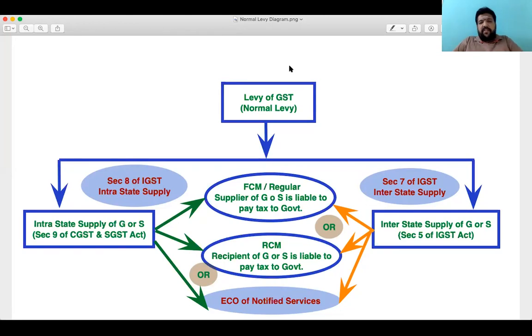Now, in both kinds of levies, either we say the supplier of goods or services is liable to pay tax to the government, which is very popularly called forward charge or regular charge. Sometimes on selected goods and services, we say the recipient is liable to pay tax. And on notified services alone, we say the e-commerce operator is liable to pay tax. Our discussion will move exactly along this line only. We would not deviate from anything. Because I already had a diagram, I am not inclined to draw one. Spend some of your time, but in any case, coming back to the levy section in the mainstream discussion.